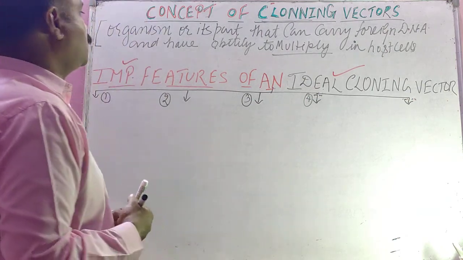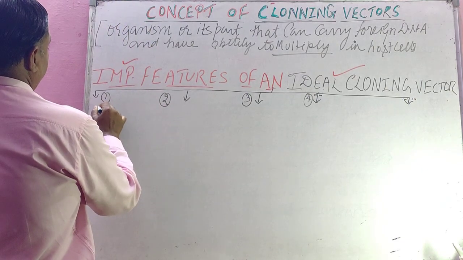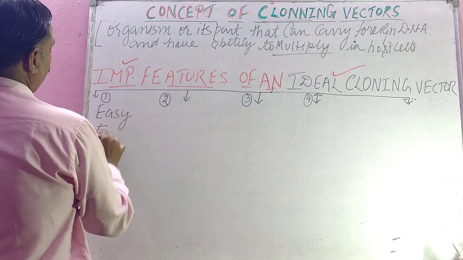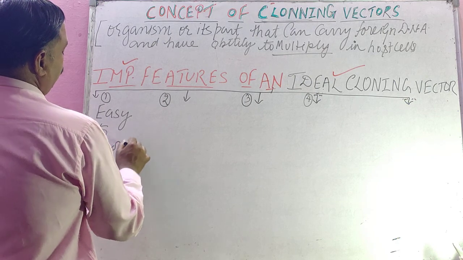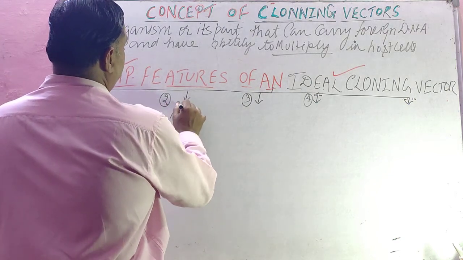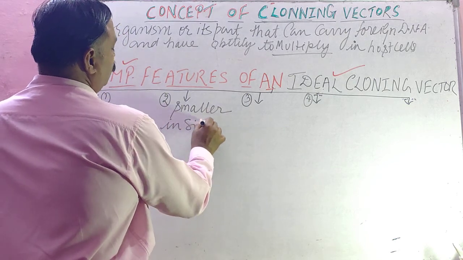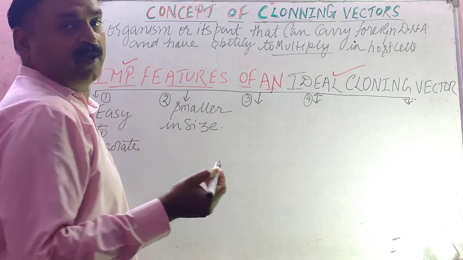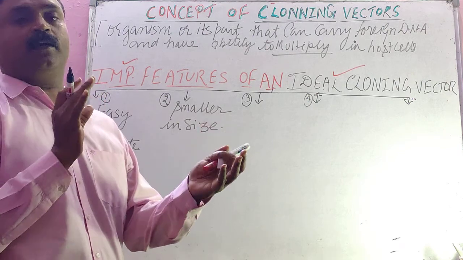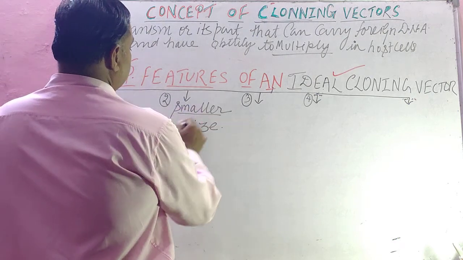So first importance of an ideal cloning vector is it should be easy to isolate. Student, vector should be easy to isolate. You can easily isolate it from the donor body. Then it should be smaller in size. What is the logic behind this, student? Because if the vector DNA duplex is larger, or if any carrying organism is larger, it can be broken during the experiment. So it should be smaller in size.